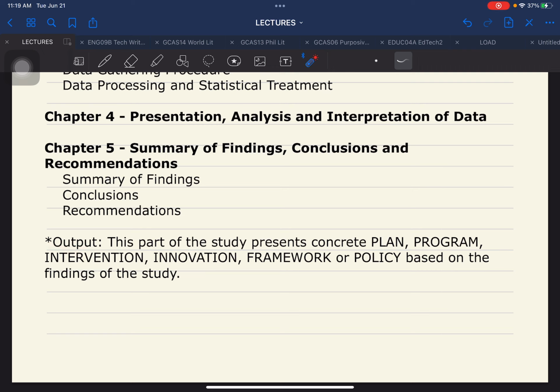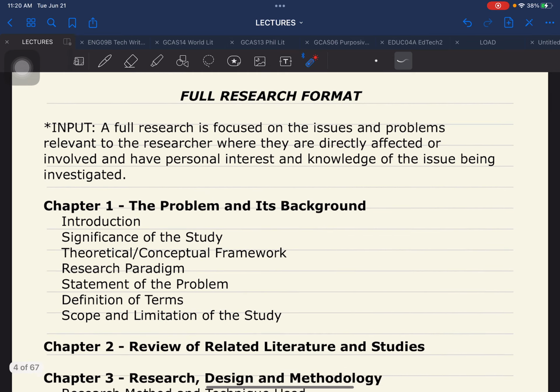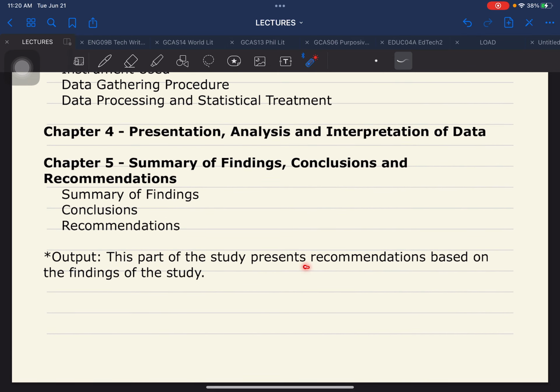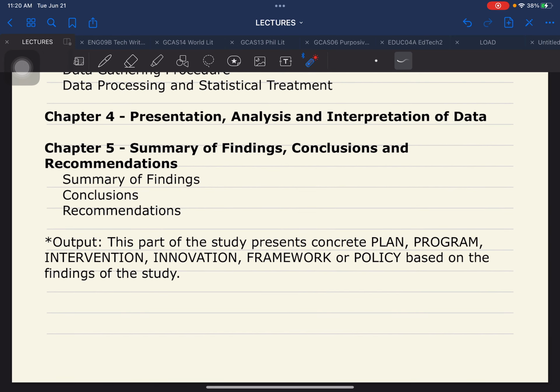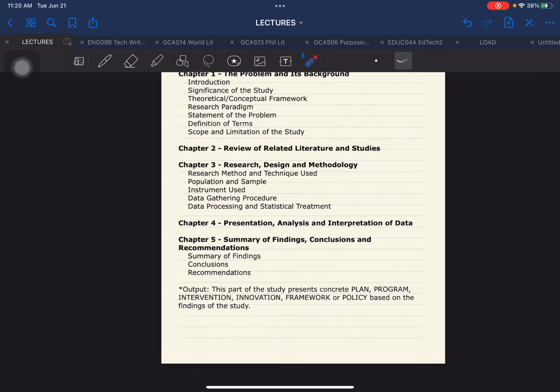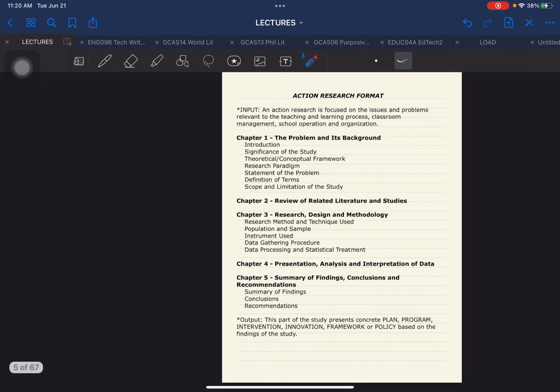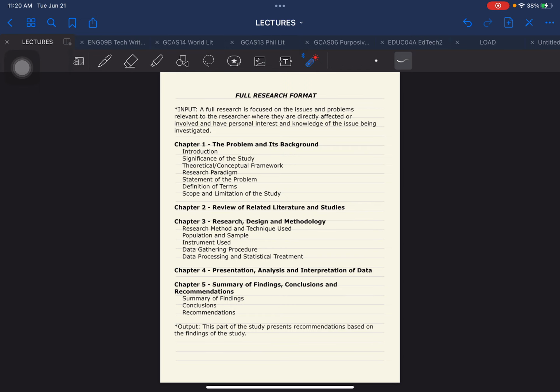Immediately after the recommendation, you should present the output of your study in the following forms. Okay? So again, if you're going to compare the output of an action research to the output of a full research format, this part is again recommendatory, while the output of an action research is concrete. It does not stop in the recommendations. So basically, that is how you compare and contrast an action research with a full research format.